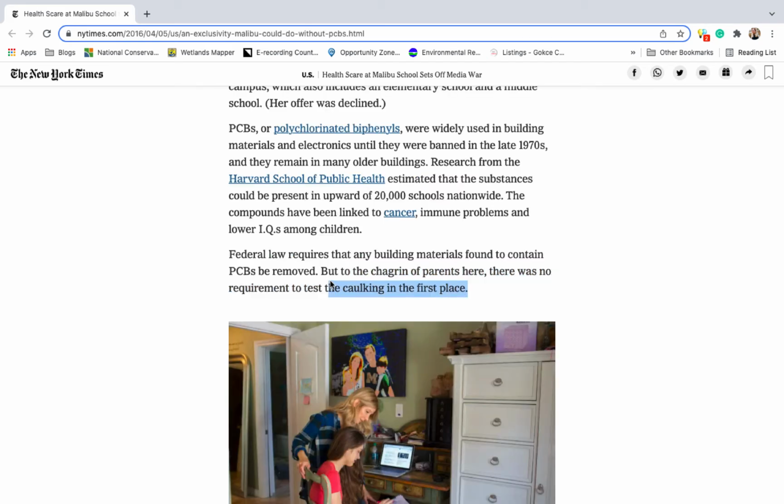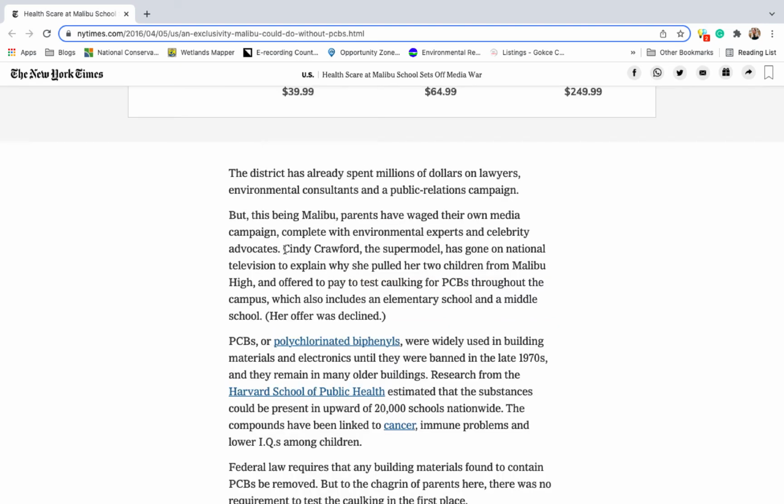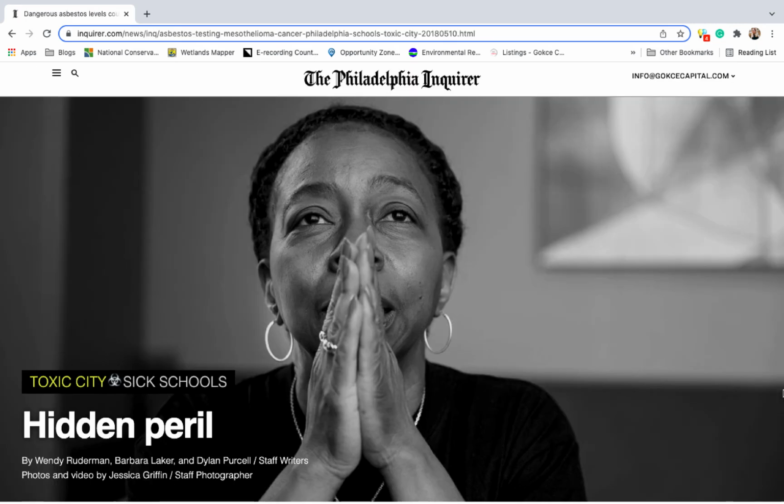They believed that the school's caulking should be tested, not just air and dust, and that all PCB-containing materials should be removed. Meanwhile, Cindy Crawford, a parent of 2 children at Malibu High, went on national television and offered to pay for further testing of the caulk. Now, in the case of Malibu High, the materials in question were PCBs, but asbestos in schools is a national concern, and the people most affected are not the rich and famous.